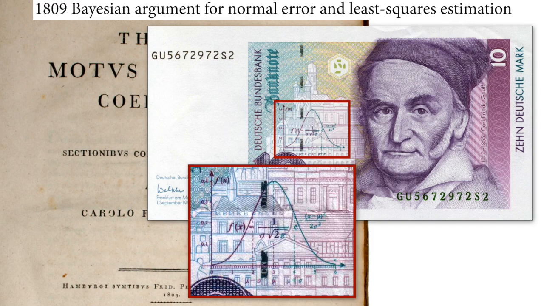The old West German money, from before the euro, actually had Gauss. The 10 mark note had Gauss's face on it. You see him here, and the normal distribution in small print. Very handy for cheating on tests in those days.